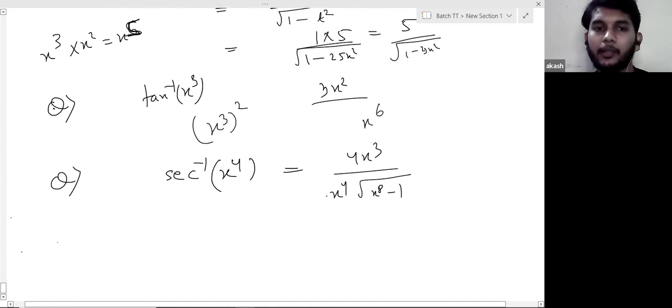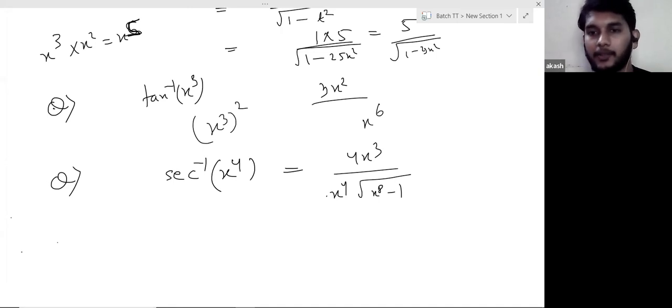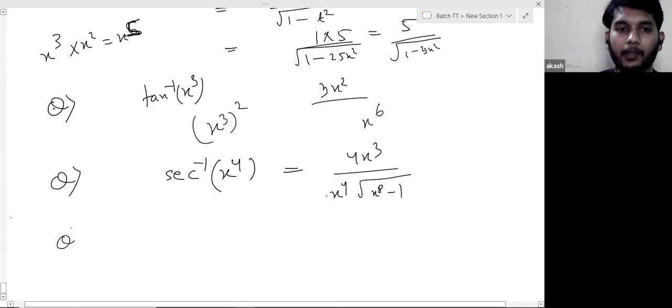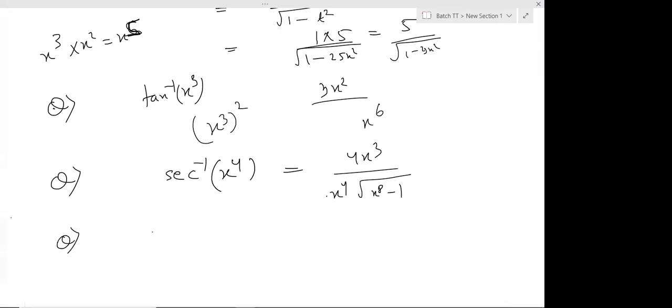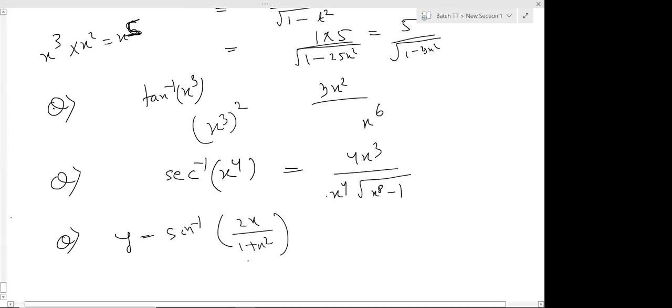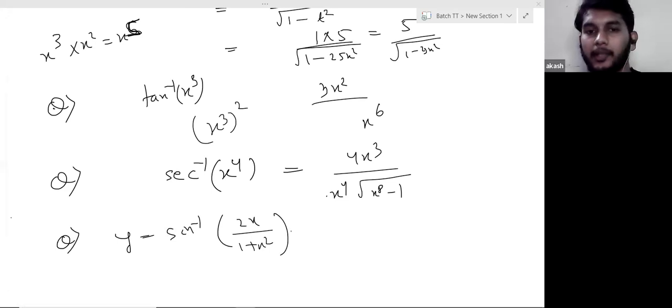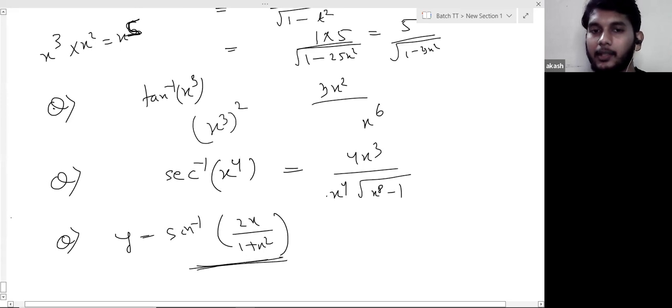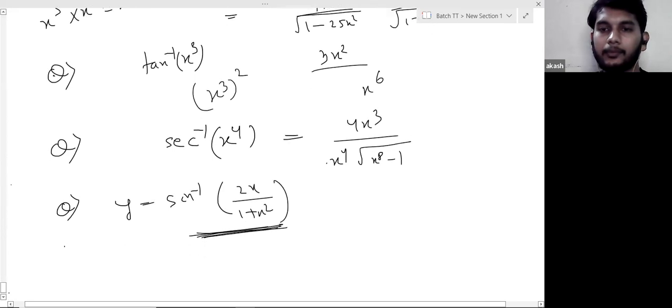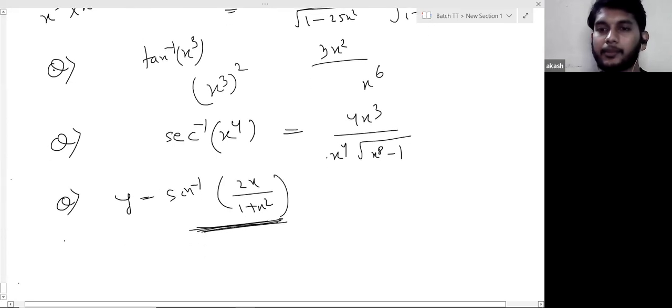So this type of questions you can do. But there are going to be questions where you need to simplify before finding the differentiation. What I mean by that, write down the question: y equals sine inverse 2x upon 1 plus x square. I hope you remember that chapter, right? Inverse trigonometric functions. There was something like this in that chapter we studied. Yes or no? Who remembers this?